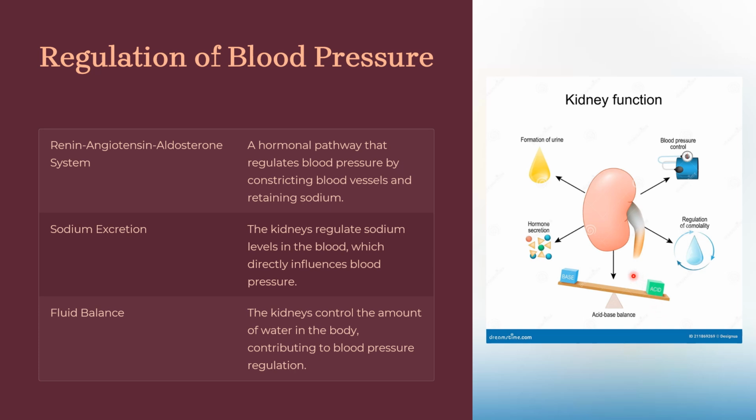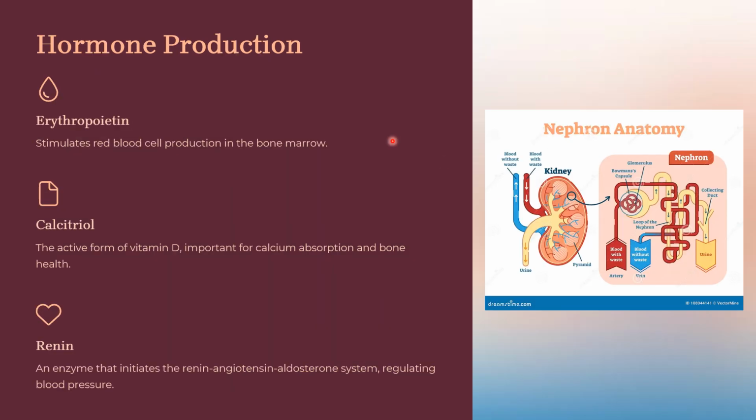Acid-base balance, maintains acid-base balance, and hormone secretions. Okay. Now, hormone production. Erythropoietin we saw, it stimulates red blood cells production in the bone marrow. Then calcitriol, the active form of vitamin D, important for calcium absorption and bone health. Then renin, an enzyme that initiates the renin angiotensin aldosterone system, regulating blood pressure.